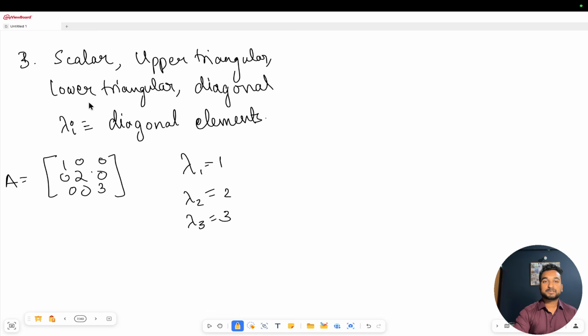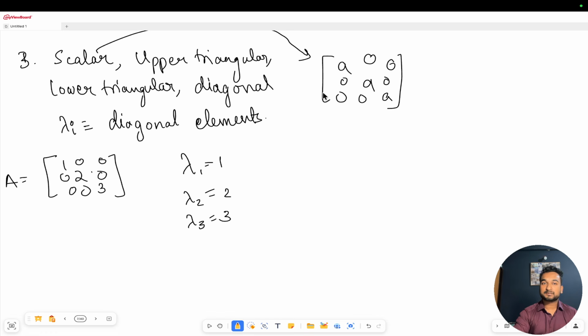Okay, scalar matrix is what? A matrix which is a diagonal matrix itself, where only diagonal elements will be non-zero and all the diagonal elements will be the same, like a scalar matrix, with 0 0 0 0 0 0 elsewhere. This kind of matrix is known as a scalar matrix.